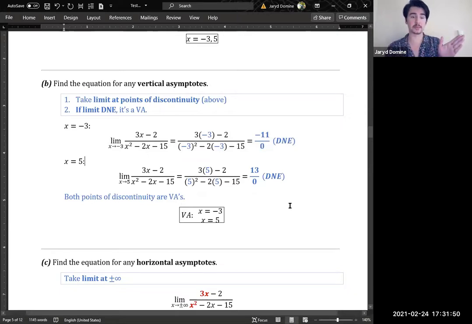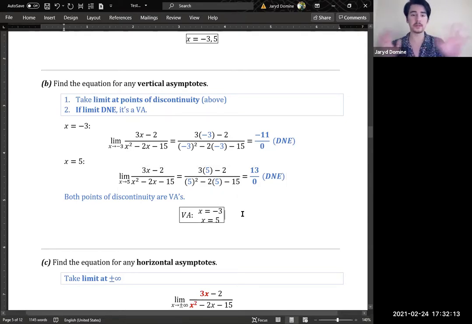So I just did the same stuff we did in part A, plugged in our values and see what we get. So at x equals -3, limit does not exist. At x equals 5, limit does not exist. And so both are vertical asymptotes. And I write it like this. The vertical asymptotes are x equals -3 and x equals 5.